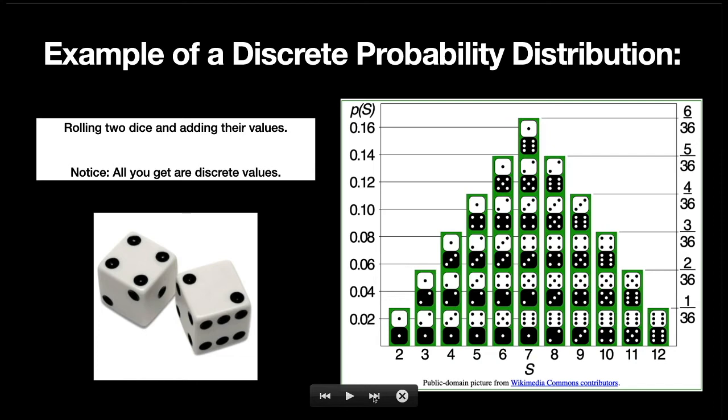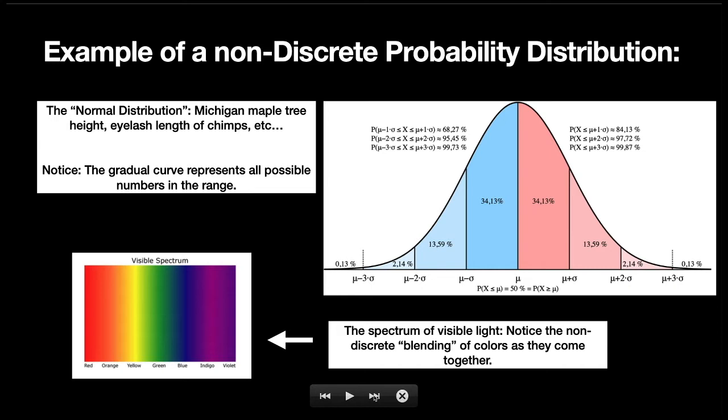So an example of something that would be non-discrete, we have a couple examples of those. So maybe you've seen the normal distribution that looks like this graph on the right. Some examples of this might be Michigan maple tree height. So if you take all of the maple trees in Michigan and you measure them, you wouldn't be actually measuring every single maple tree in Michigan. You'd have to do some kind of scientific sampling for that. But if you did that, you would find a whole bunch of these would be somewhere around average height maple trees. You can see that bell-shaped curve.